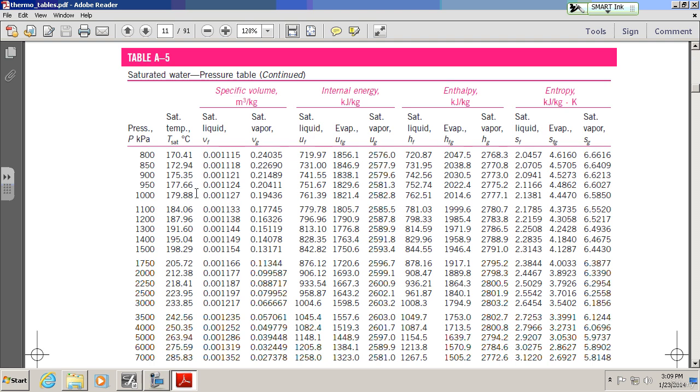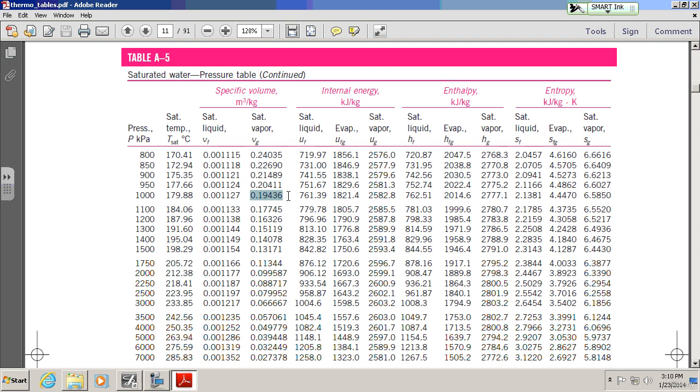Okay? Now notice this. Let's walk through this. The specific volume is the next two columns on the chart. This first one says saturated liquid. The specific volume of saturated liquid is 0.001127. The specific volume of saturated vapor is 0.19436. If you think about it, that's a massive difference between those two numbers. That's a big, big difference because you have to move that decimal place 2 times. So it's over 100 times bigger volume.